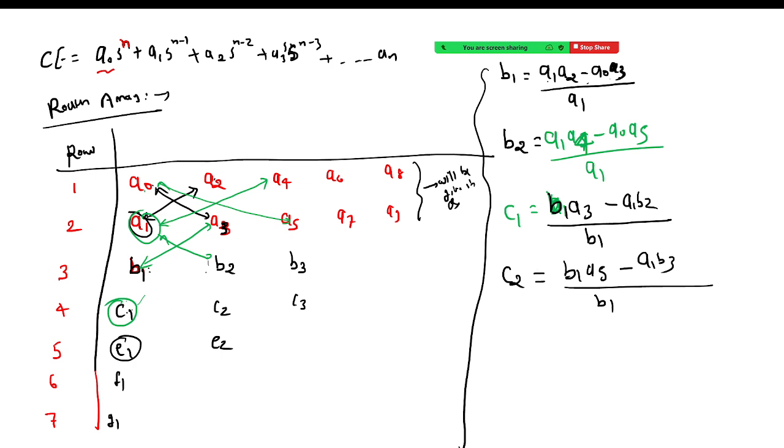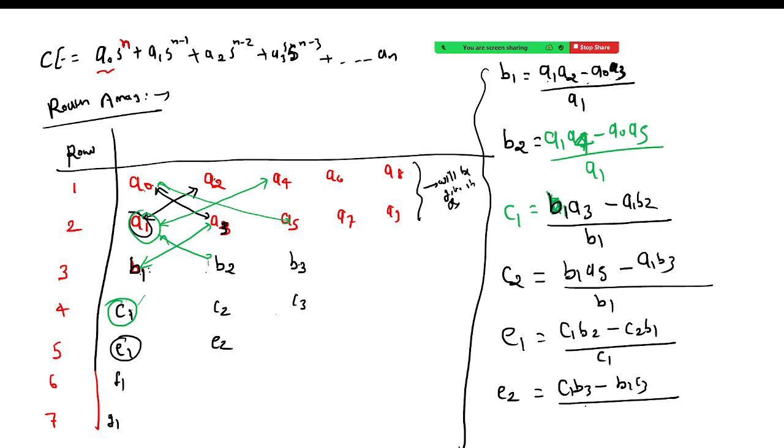C1 B2 minus B1 C2 divided by C1. I can write E1 is equal to C1 B2 minus C2 B1 divided by C1. I'm repeating the same procedure. Same case. Again, I want to calculate E2. So the value of E2 will be C1 B3 minus B1 C3, divided by C1, right?